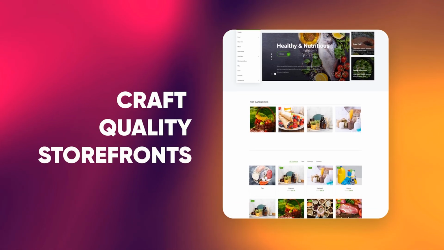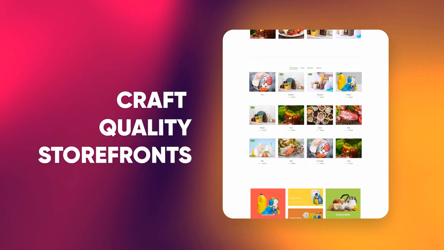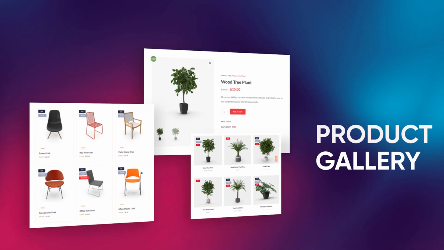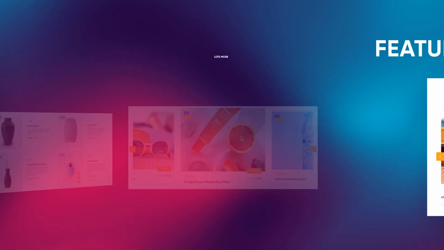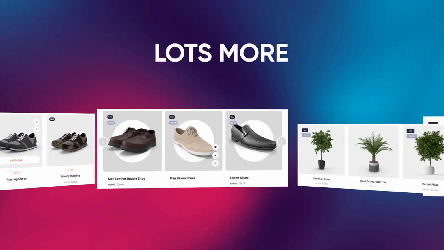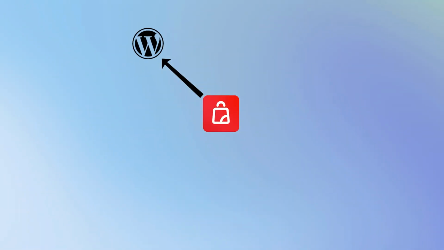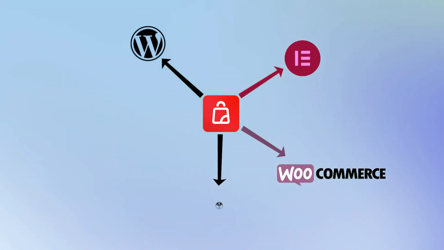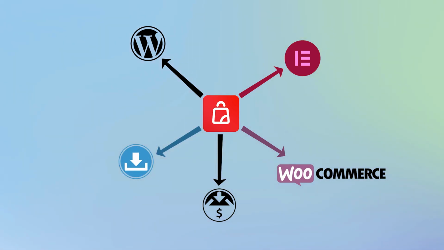The plugin lets you craft quality storefronts for your online shop, make custom shop pages, product galleries, featured product showcases, and lots more with the Ultimate Store Kit plugin. Made for WordPress, the plugin supports Elementor Page Builder, WooCommerce, Easy Digital Downloads, and Download Monitor plugins.